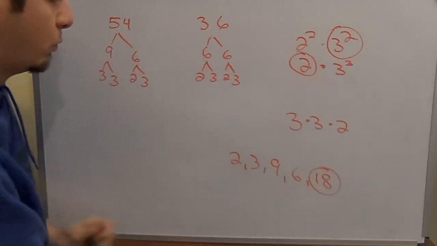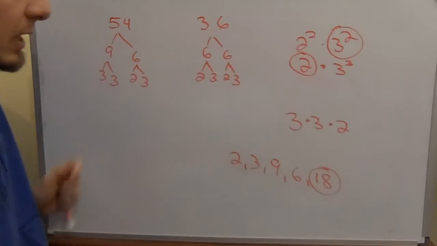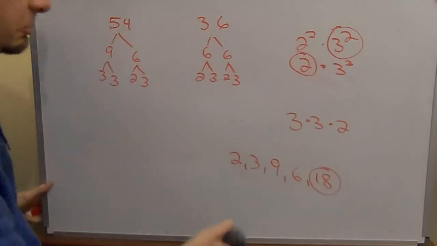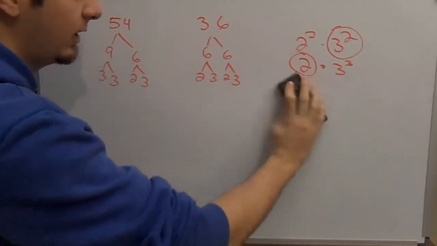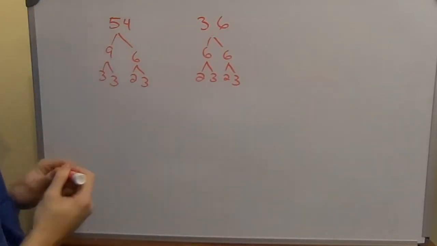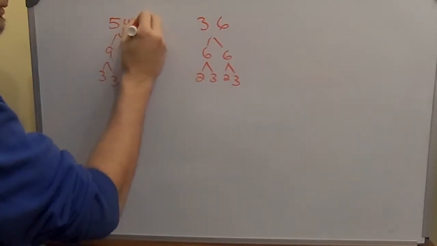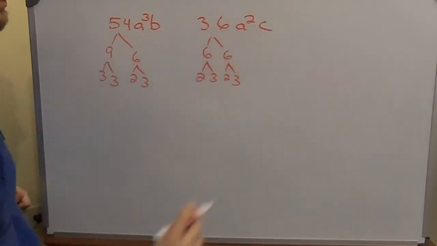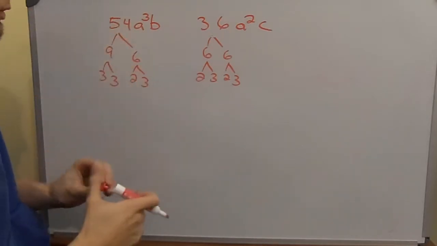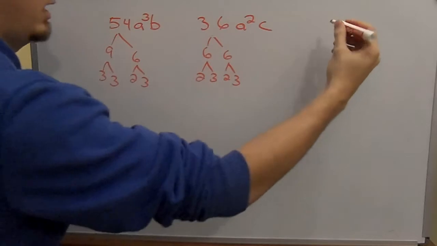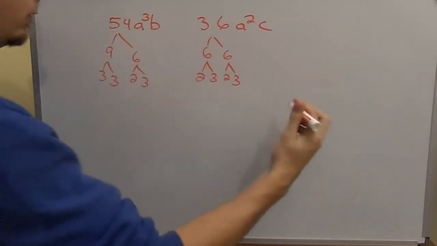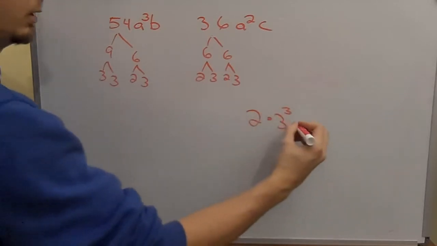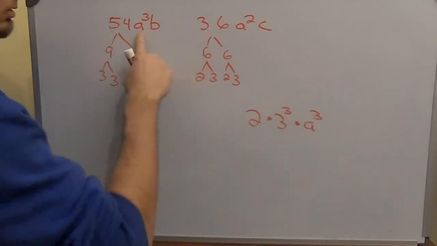Let me know. Real quick, I want to add something to this. We now know how to find the GCF of two numbers, but something else you're also going to be asked to do is to find the GCF of two monomials. So you might see something like a cubed b and a squared c. So you may have some variables on the end of these numbers. So when you're writing out the prime factorization, for example, when we write out 54's prime factorization, we would write 2 times 3 cubed times a cubed times b.